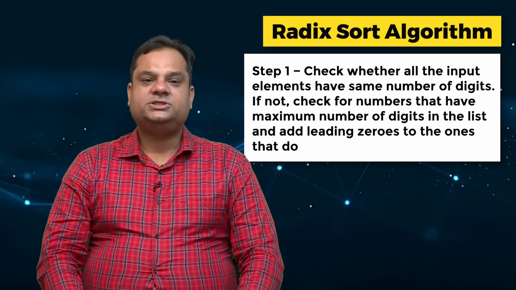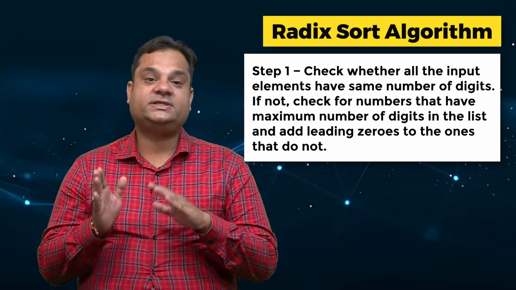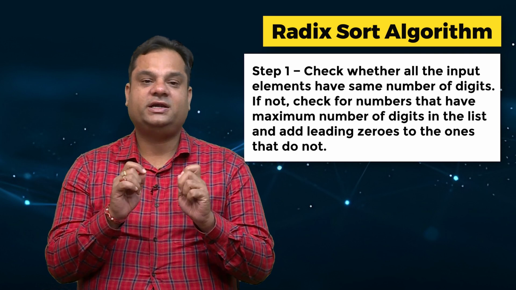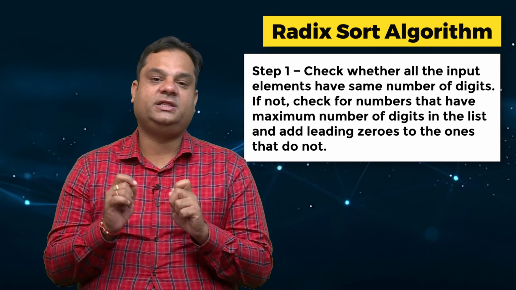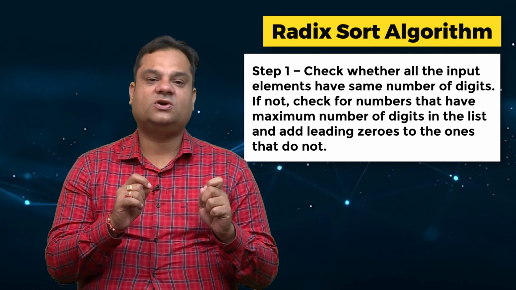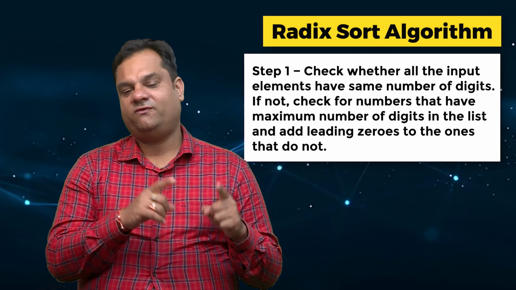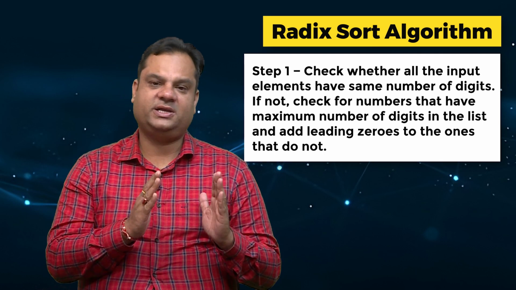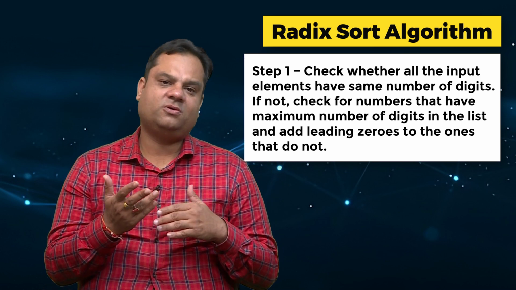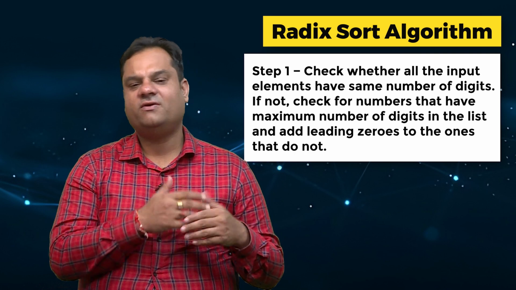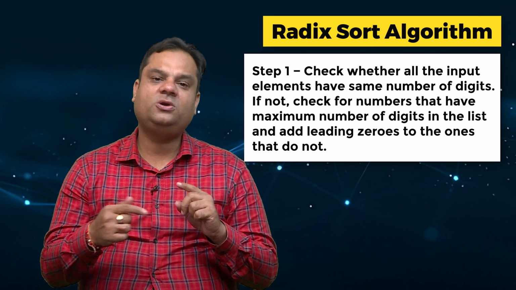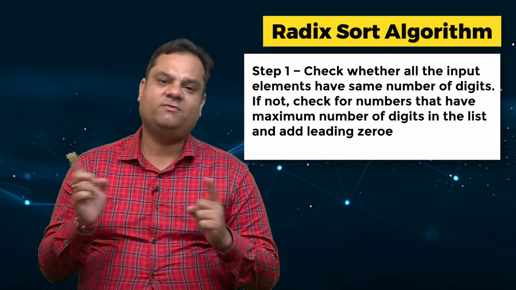In step number 1, check whether all the input elements have the same number of digits. If not, check for the number that has the maximum number of digits in the list and add leading zeros to the ones that do not. So first cross check that all the numbers are in the same units places or tens places or 100 places, or any d places. If data is not in that format, you have to put 0 as a prefix of the value. Like in the previous example, we put 2 zeros in front of the 7. That's why you can put 2 zeros as per the maximum value.